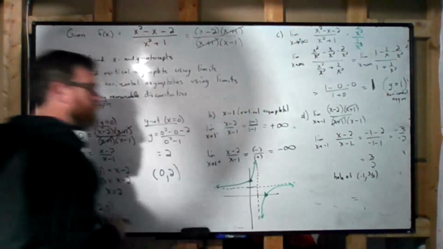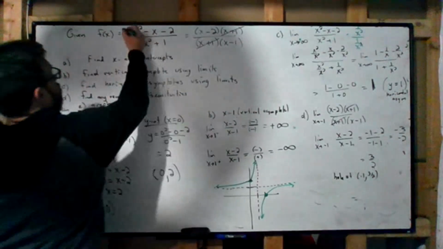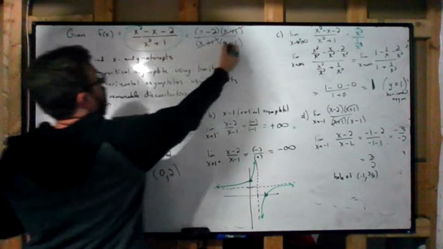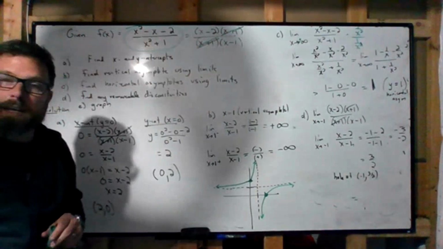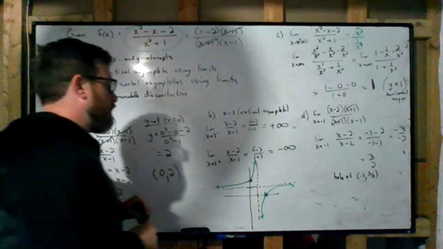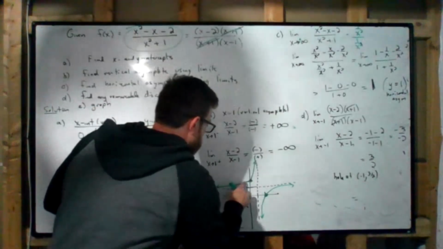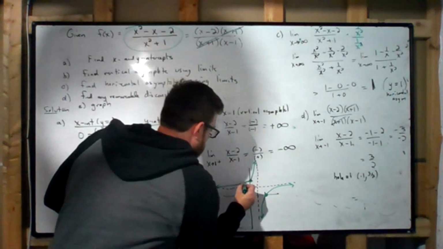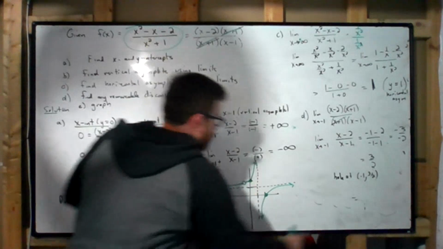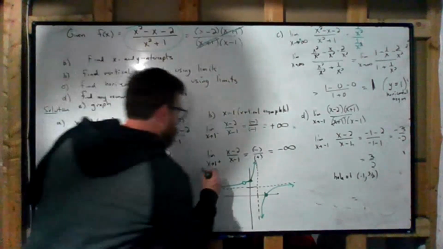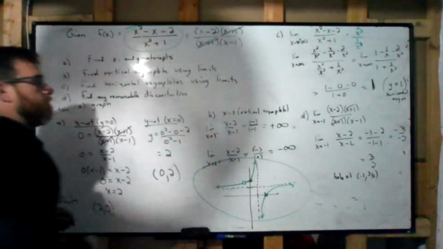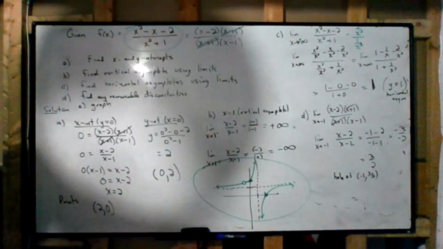The only thing I'm missing here is that this function has a hole at wherever x plus 1 equals 0, which is at -1. So at -1, this thing has a hole, and that value is going to be 3/2. So at -1, that point right there is the hole (-1, 3/2). So that's the graph of it. That's everything. This is the final answer for our graph.